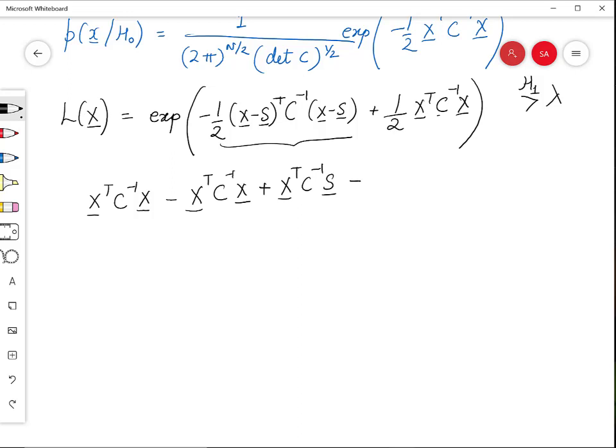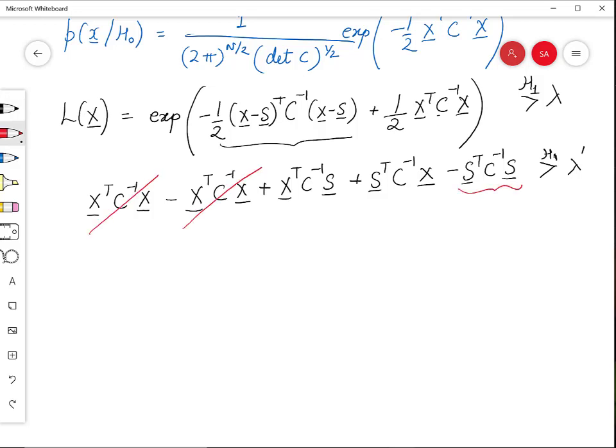Again it will be plus S transpose C inverse x, and this is going to be minus S transpose C inverse s is greater than, I'm writing here to be lambda dash. Now you can see these two terms cancel. This is a constant which we can take to the other side.